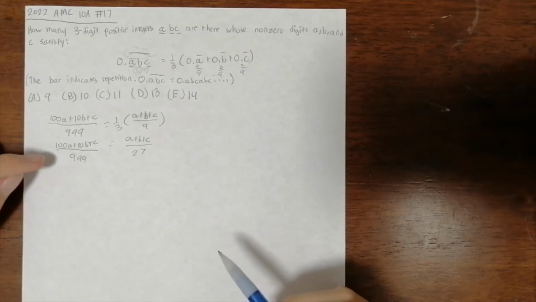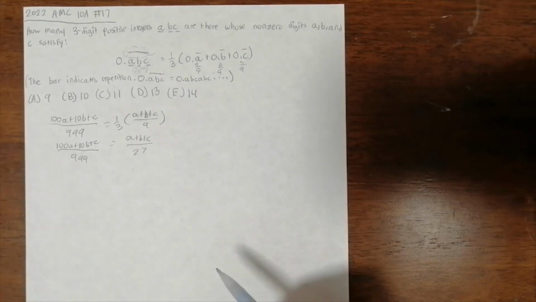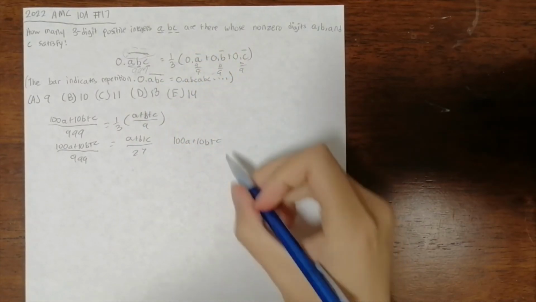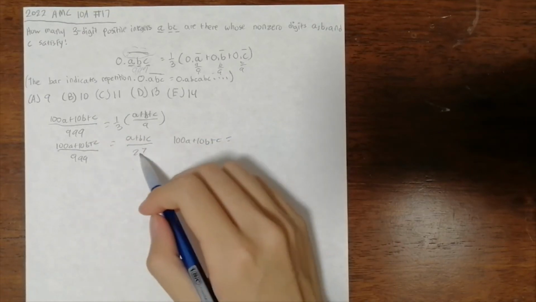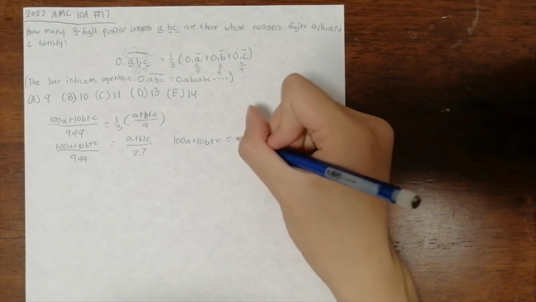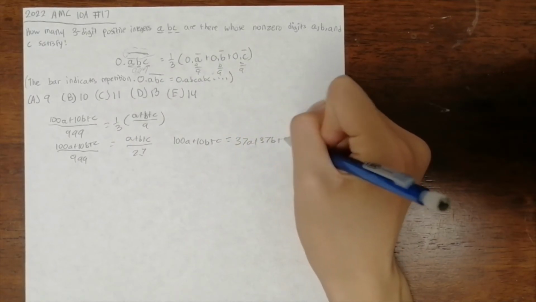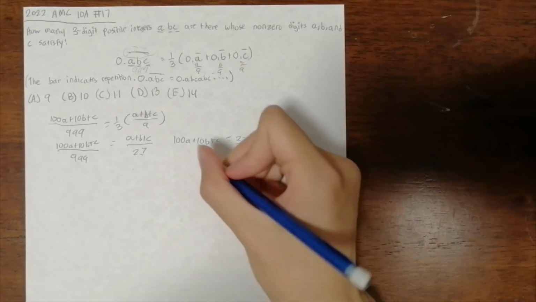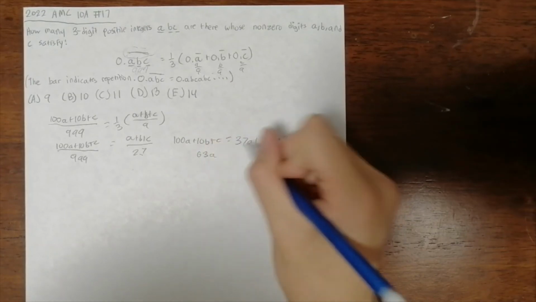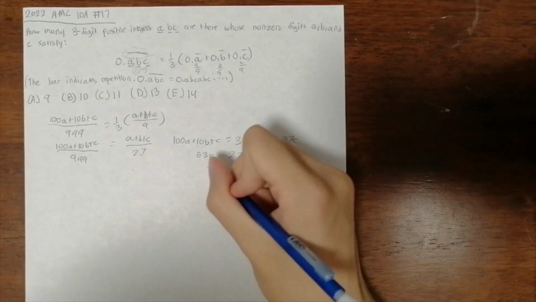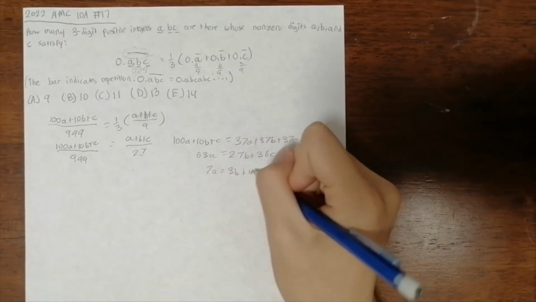We can multiply both sides by 999 to get rid of the fractions. So we get 100A plus 10B plus C equals 999 divided by 27, which is 37, because it's 111 divided by 3, so it's 37. Okay, so we have 37A plus 37B plus 37C. And just cancel all the terms out, so 63A equals 27B plus 36C. Divide by 9, 7A equals 3B plus 4C.